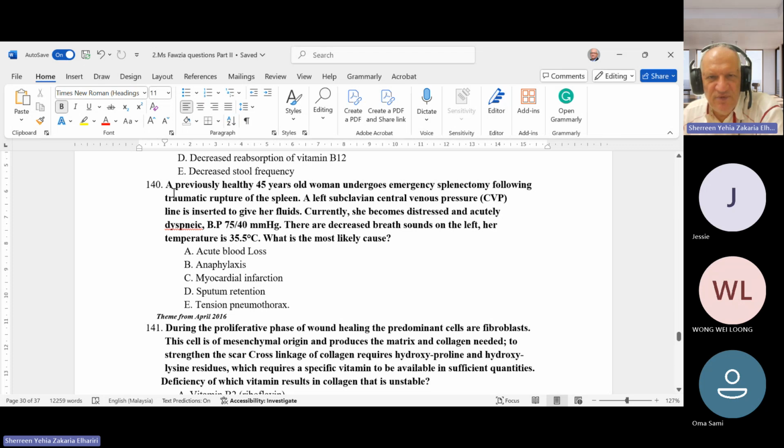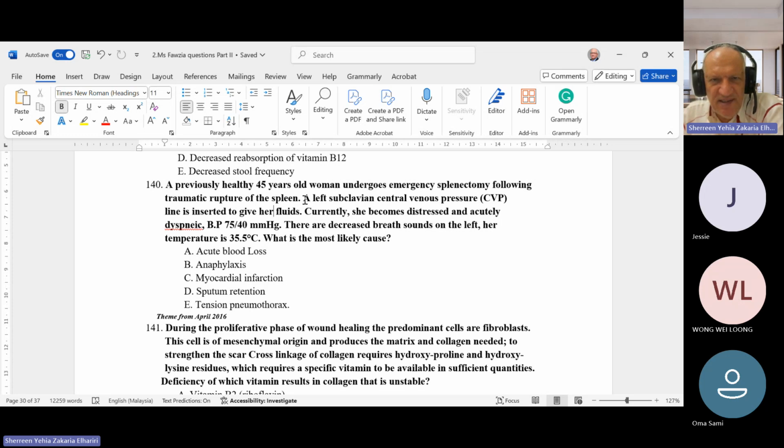So just forget the splenectomy. This patient has one of the complications of subclavian insertion. Of course, what do you expect to happen to this patient after insertion? Of course, after we do CVP, central line insertion, we send the patient for chest X-ray. If the patient is in distress, what could it be? Tension pneumothorax. Anyone? Yes, of course.